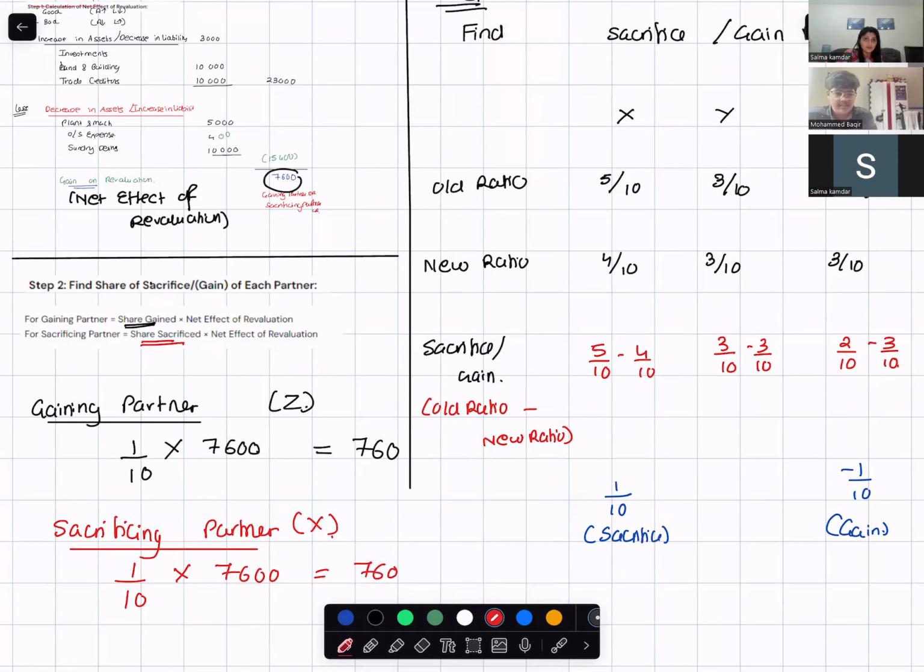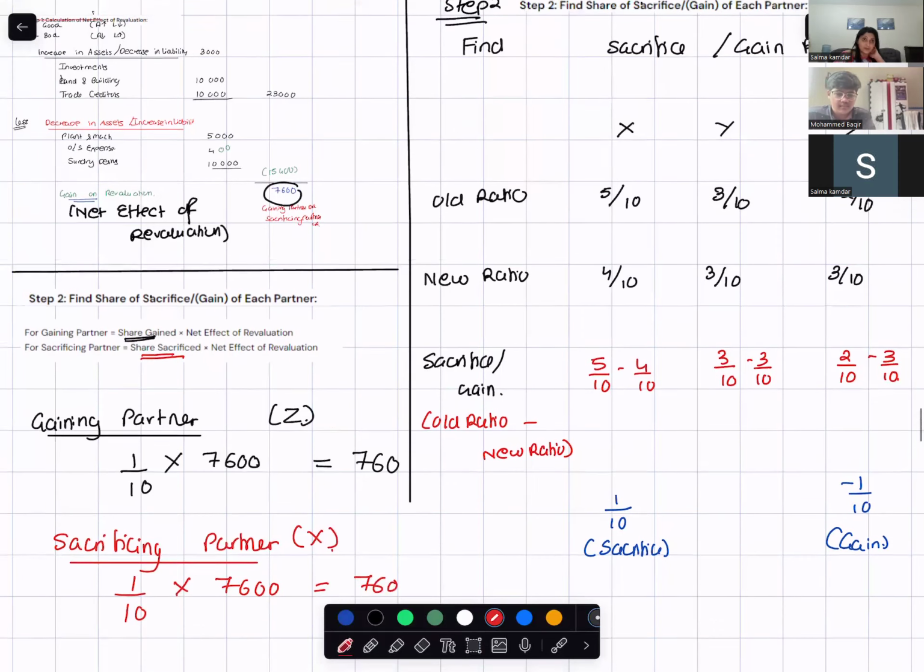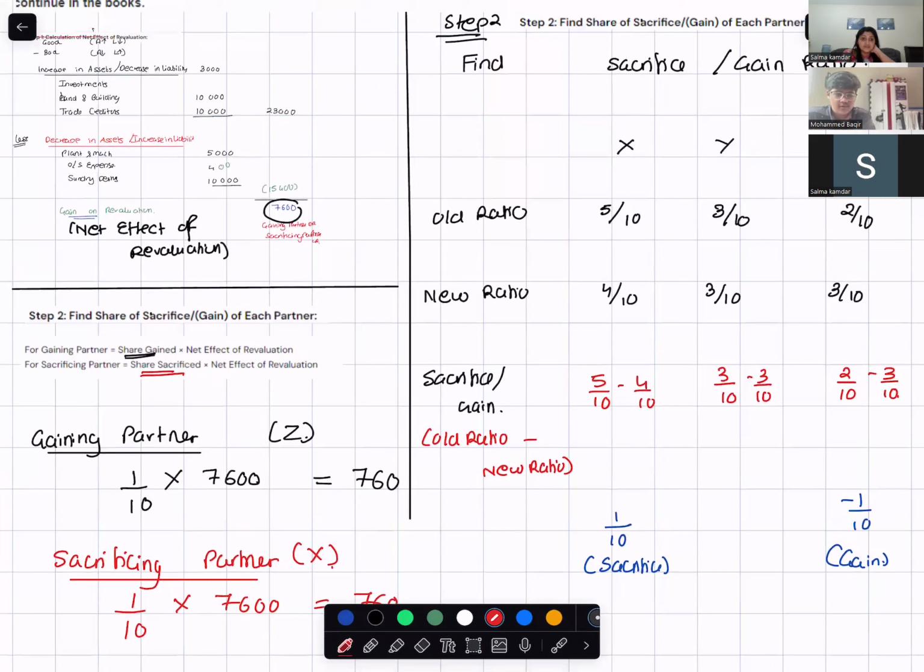Okay. So now we have calculated what? We found the share of gain or sacrifice. That was step number 2. Now what we did was step number 3. What was step number 3?